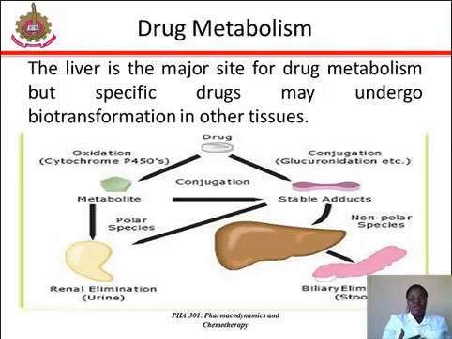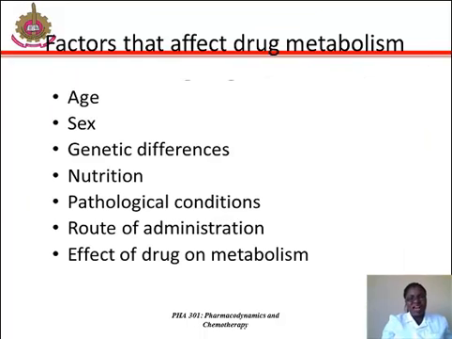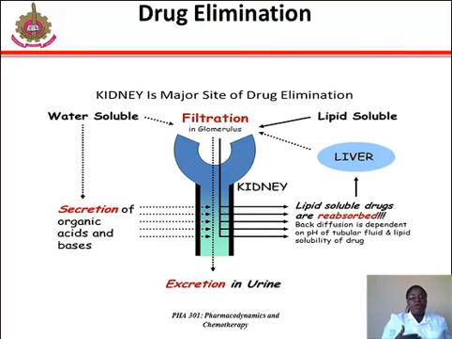Some drugs undergo only phase 1 or phase 2 reaction. Thus, phase numbers reflect functional rather than sequential classification. What are the factors that affect drug metabolism? We can have age, sex, genetic differences, nutrition, pathological conditions, route of administration, and the effect of the drug on metabolism. There are also other factors, like the intestinal flora, sex differences, and so on. Drug elimination. The kidney is the major site of drug elimination.